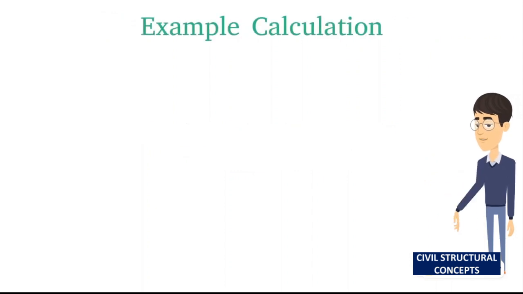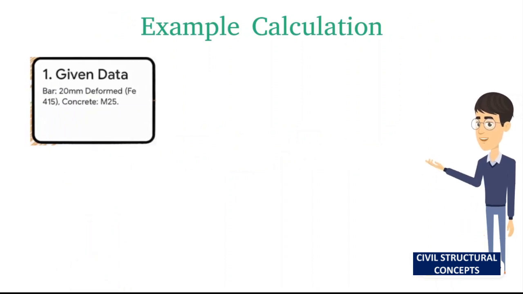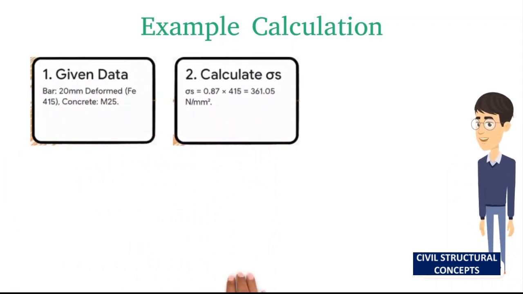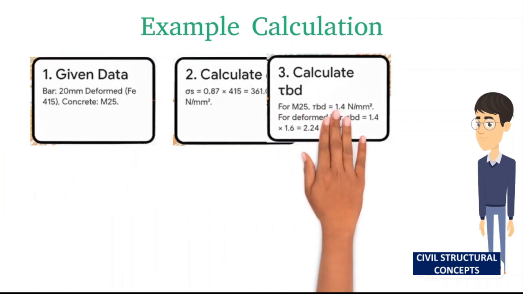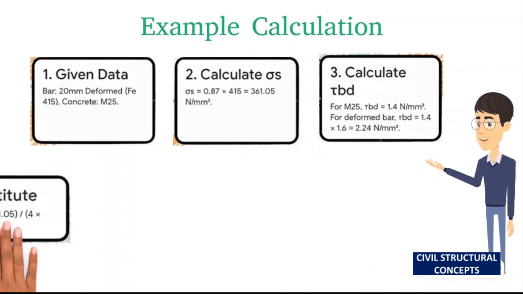Let's take an example. Suppose we have a 20 mm diameter deformed bar, phi equals 20 mm in M25 concrete, with Fe 415 steel. For Fe 415, sigma s equals 0.87 times Fy equals 0.87 times 415 equals 361.05 Newton per square millimeter. For M25, tau BD equals 1.4 Newton per square millimeter times 1.6 equals 2.24 Newton per square millimeter.